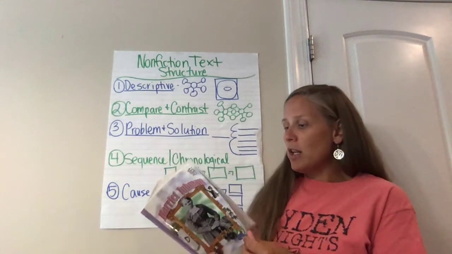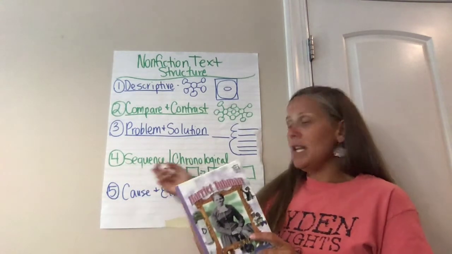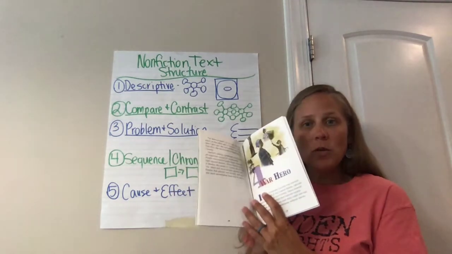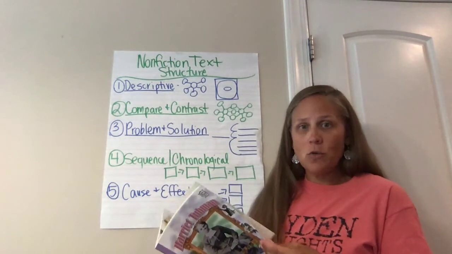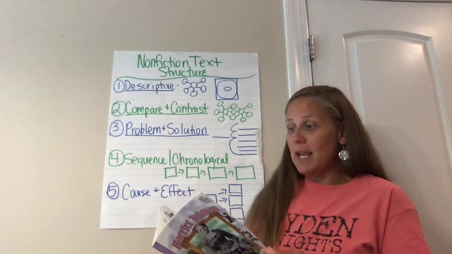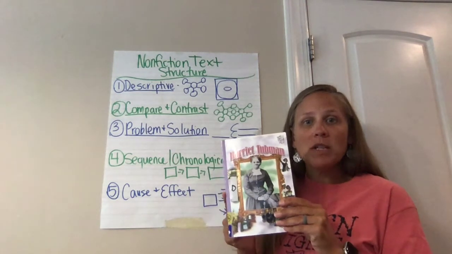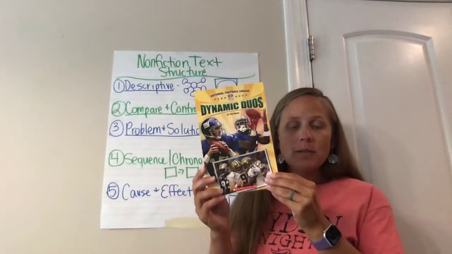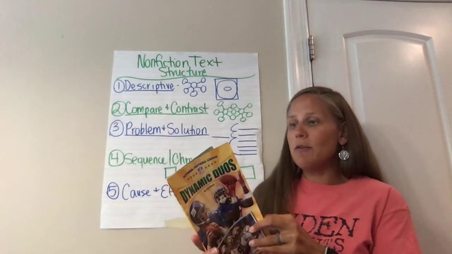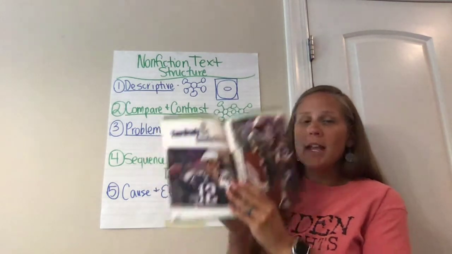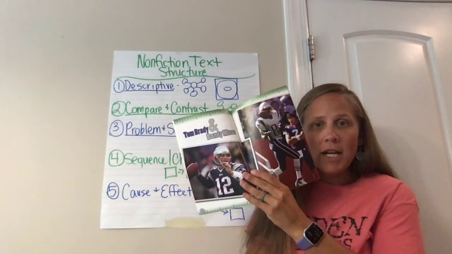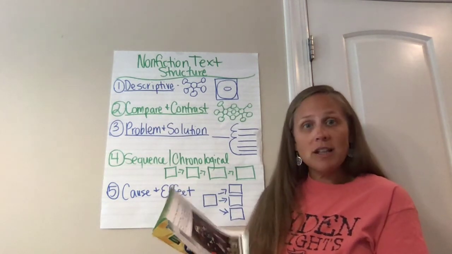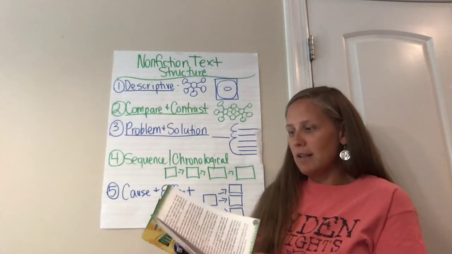It may travel chronologically, so you may be able to put it here as well, but most of it, if it's written like a story that you read, is not going to follow a chronological from beginning to end, but it could. But this one is going to be descriptive. The next one we have is the dynamic duos, and this one is comparing and contrasting different football players. So it compares and contrasts Tom Brady and Randy Moss. How are Tom Brady and Randy Moss similar, and how are they different? That's going to be comparing and contrasting.